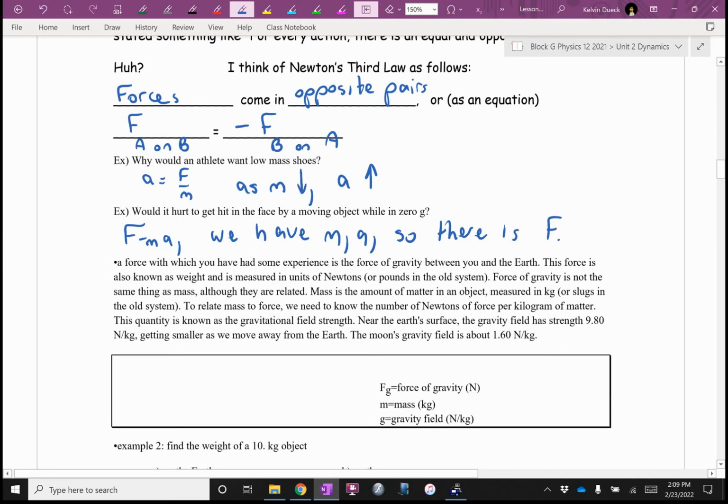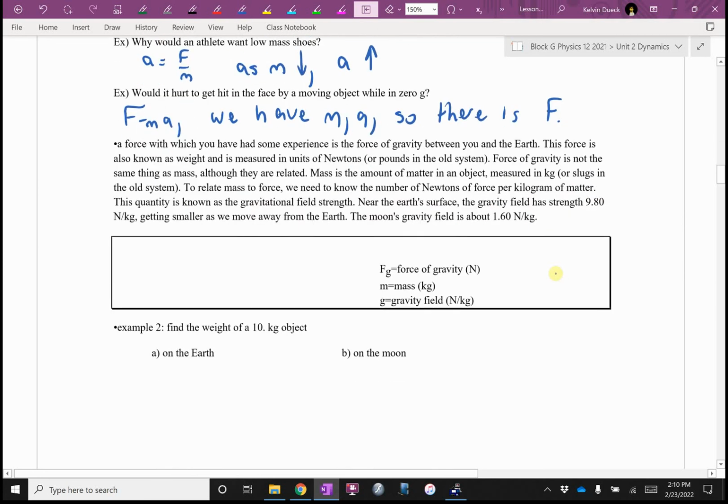That's actually really important, because that also means you can use a hammer in 0G. Otherwise, the hammer would just bounce right off and do nothing. Right? The hammer still has mass, and when it hits the nail, it will accelerate. It'll apply force. A force with which you have had some experience is the force of gravity between you and the Earth. This force is also known as weight.